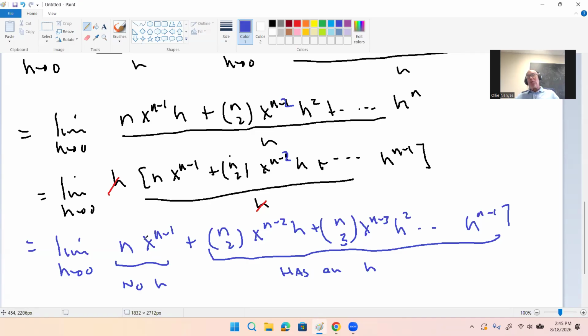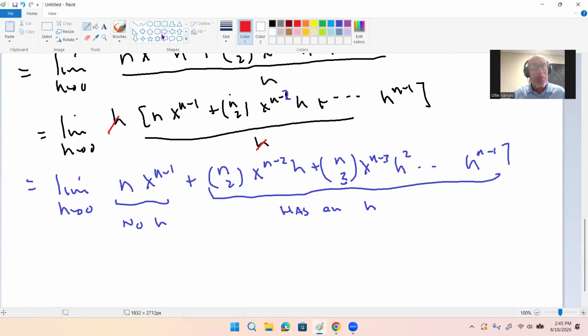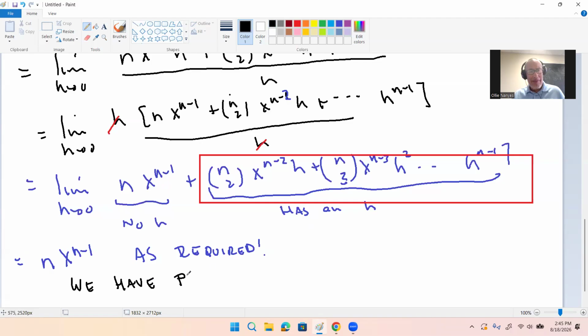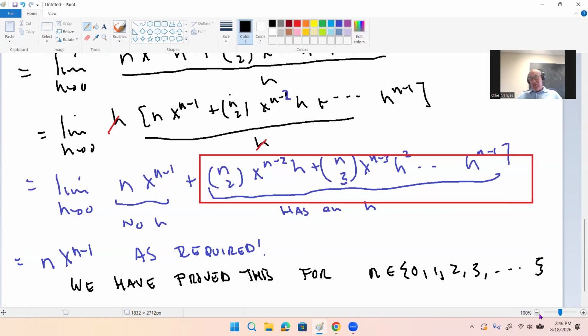So when you let h go to 0, we're now in a position where we can take a limit by just plugging in, and all of these terms, because you're letting h go to 0, are now 0. There's no h here. So the actual limit we get is going to be n x to the n minus 1, as required. So now this is proven. We've proved this for n either 0, 1, 2, 3, any non-negative integer. So that's a big first step.